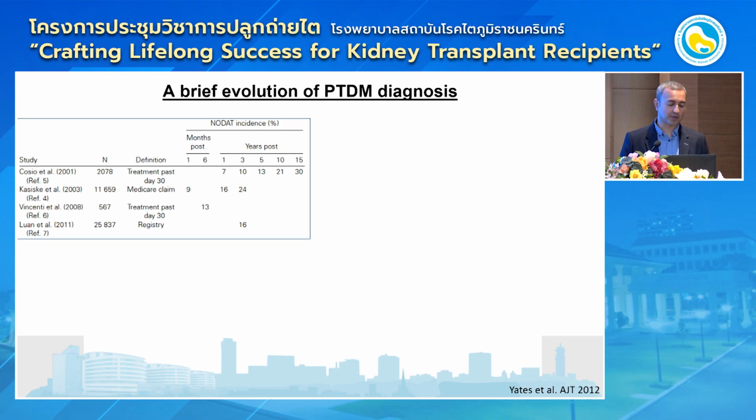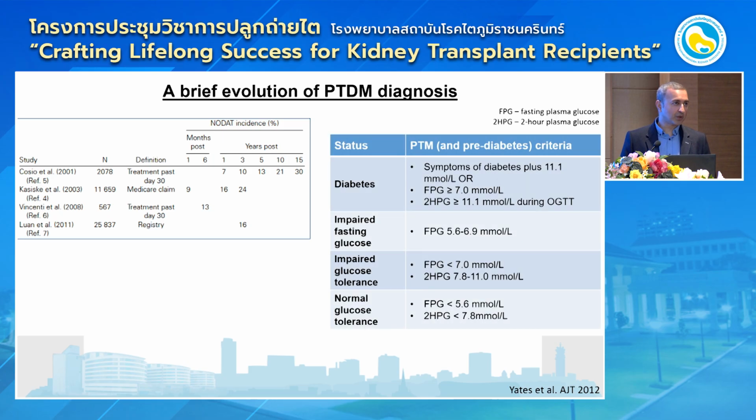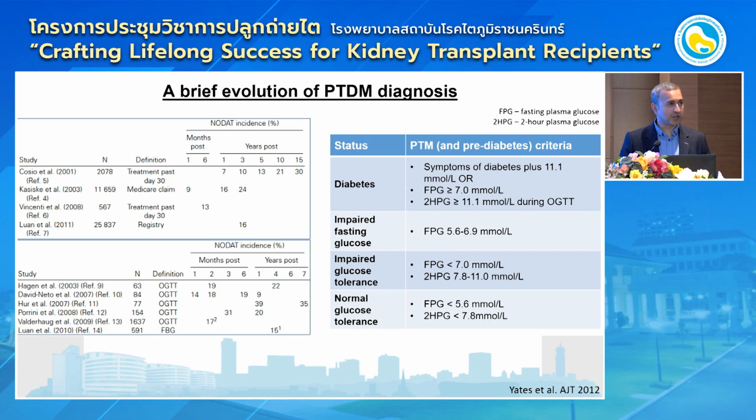And there were the original NODAT consensus guidelines that were published in 2002, which recommended that we should be diagnosing post-transplant diabetes in the exact same way as we diagnose diabetes in the general population. And the original classifications included both fasting and postprandial glucose levels. And using this definition, you can see that there's a bit more clarity, but still you see quite a lot of variation. So for example, if you look at 1 year incidence of diabetes after transplantation, you still have figures ranging from 9% up to 39%.